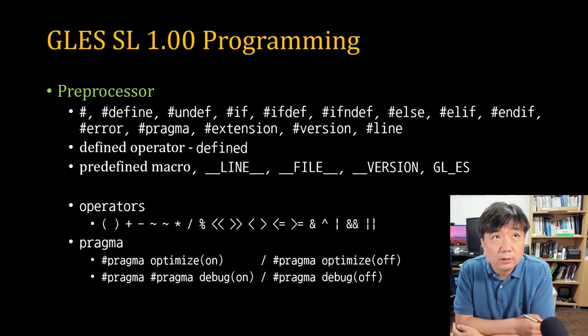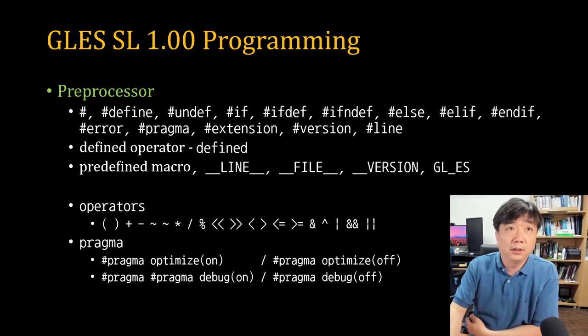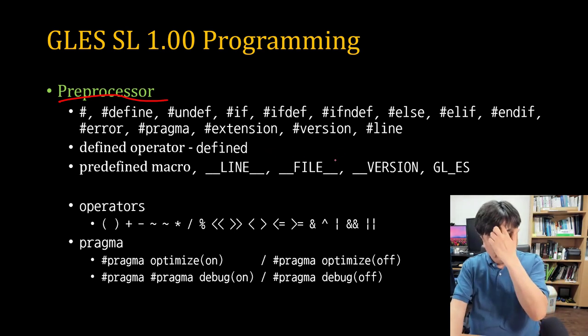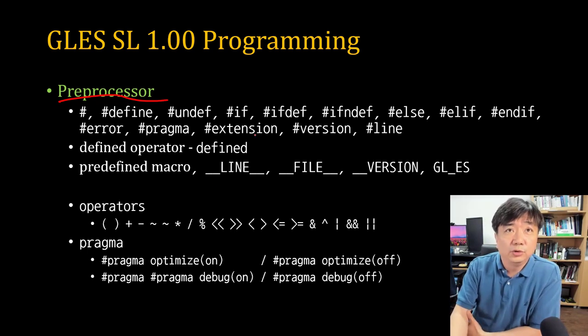Okay, I said that the shading language is very similar to the C language. So like C, there is a preprocessor in the shading language. So #define, #undef, #ifdef, that kind of macro definition is possible in the shading language. Also, in the shading language, we can use some kind of pragma operation. It is in here. For example, pragma optimize on and off, pragma debug on and off.